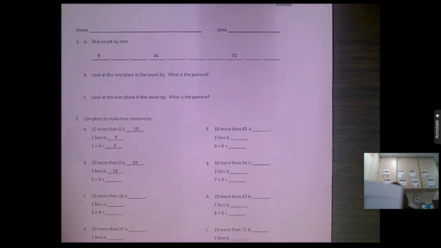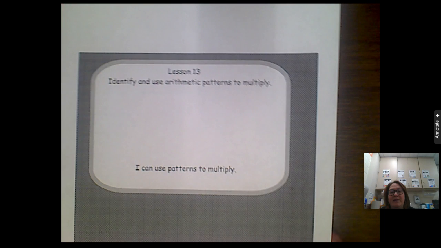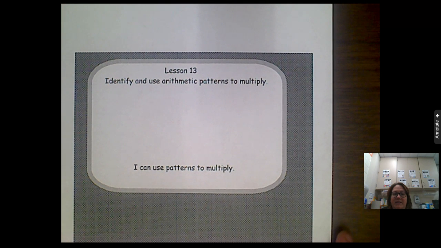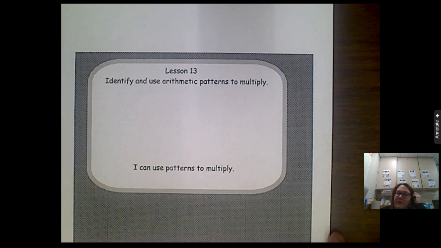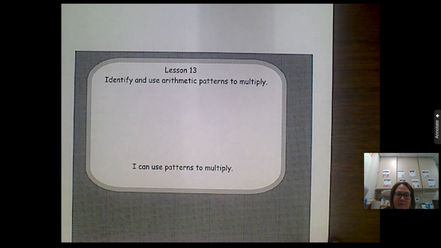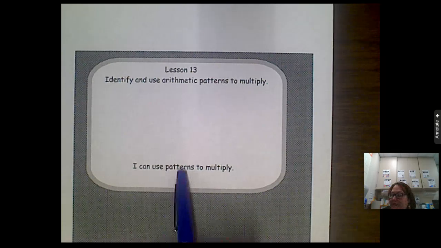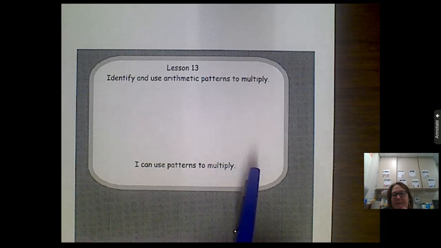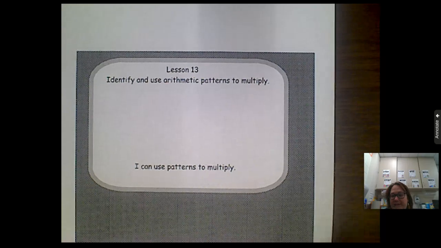Let's take a look at our objective and our I can statement for today. Our objective today says that we can identify and use arithmetic patterns to multiply, and arithmetic is just a fancy word for math. So we're looking for math patterns when we are multiplying. And it says I can use patterns to multiply. Okay, are you ready to dive right in?